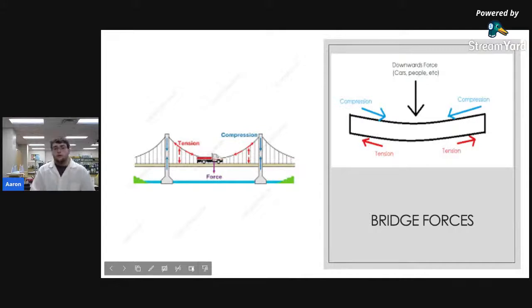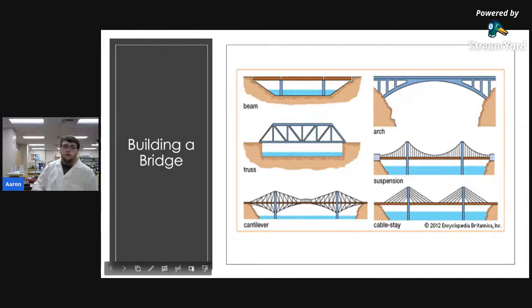So pictured here is the type of forces that we might see in our bridge. The force created by a car or a truck or a person pushes down on the bridge, and then the top of the bridge compresses. It's getting closer, it's pushing into itself, and the bottom of the bridge is experiencing tension, pulling. So each different type of bridge experiences these forces differently. And today we have 6 different types of bridges, and each type of bridge was created by a member of the X-Chem team here.